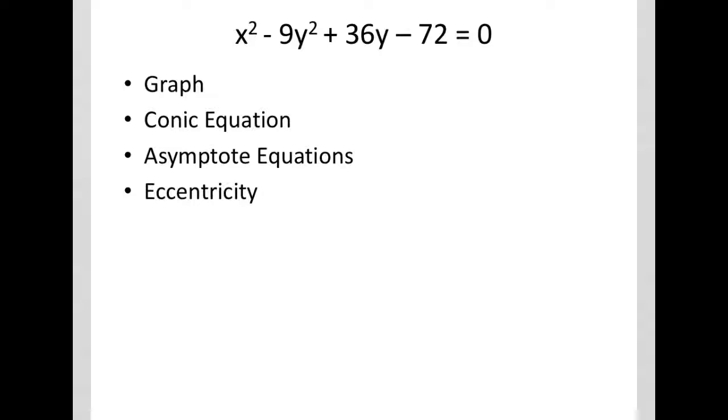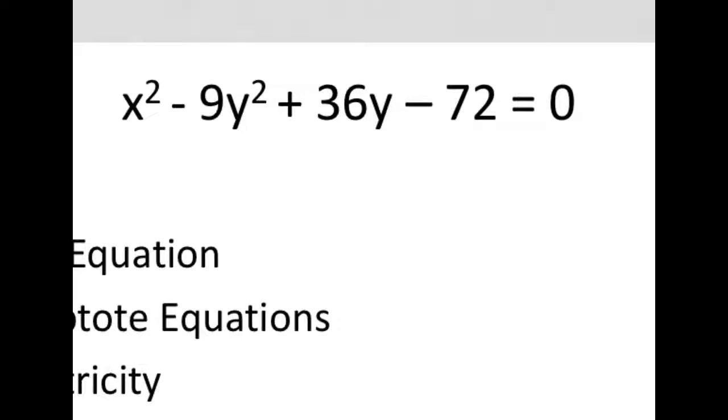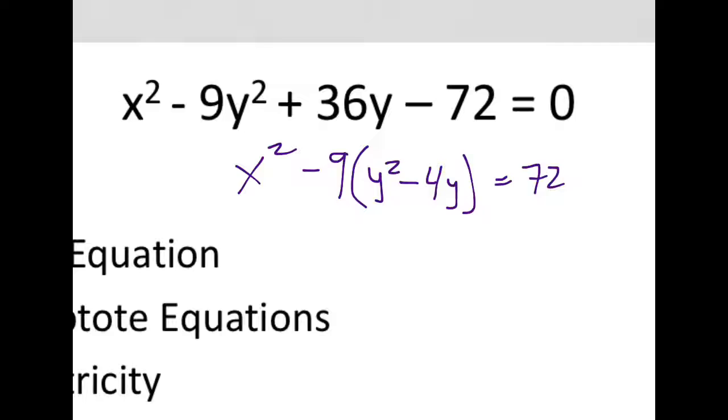But let's then focus on our y stuff. So x squared minus 9. Let's factor out that minus 9, and we're left with y squared minus, what's 36 divided by 9? Well, minus 4. There we get that 4y. And then I'm just going to go ahead and move that 72 over for now. Let's complete the square. X squared minus 9 times y minus 2, quantity squared, equals 72.